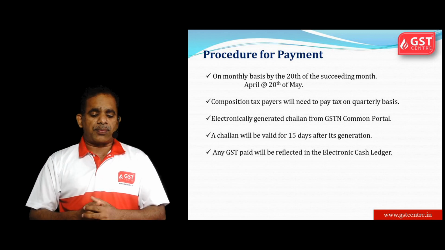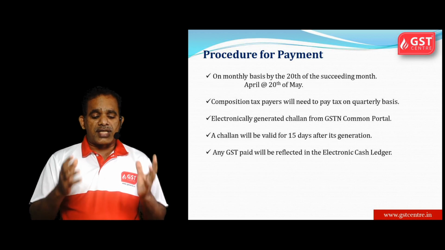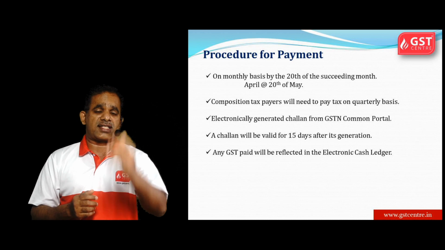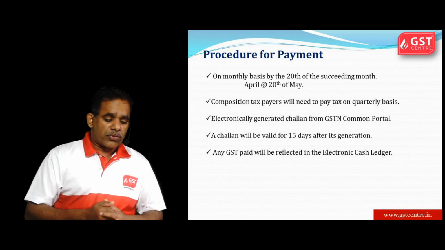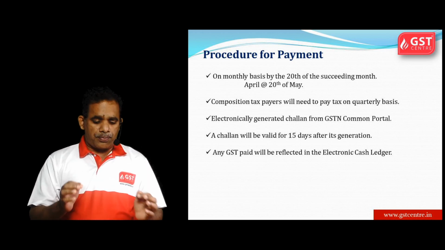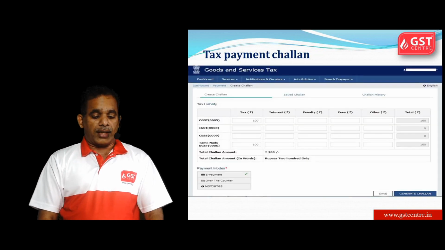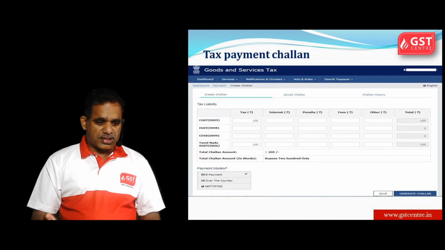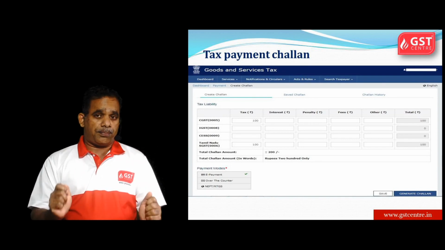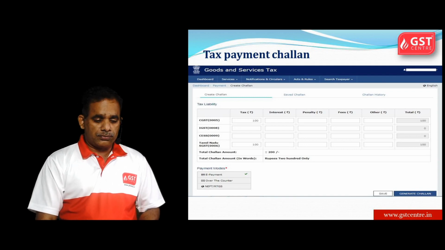Then composition taxpayers need to pay tax on a quarterly basis. There is an electronically generated challan in the GST common portal that you can understand by doing an exercise and assignment in the simulation software. Then a challan will be valid for 15 days after its generation. Any GST paid will be reflected in the electronic cash ledger. Then I have given a screenshot of the tax payment challan. As I told you, you can get practical hands-on experience on how to do it in the simulation software.